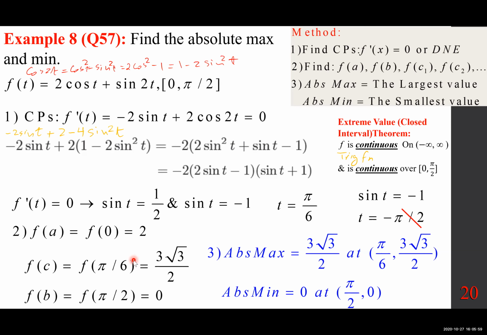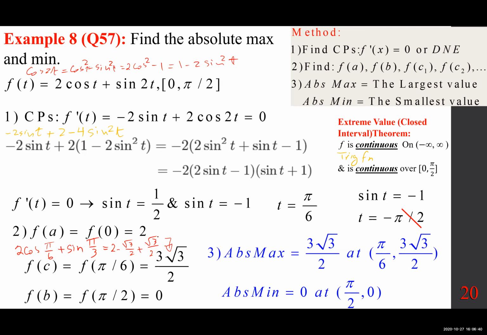So if I'm interested in calculating for pi over 6, everybody, we put 2 cosine of pi over 6 plus sine of 2 times pi over 6, that means pi over 3, everybody. Which is 2 times square root of 3 over 2 plus square root of 3 over 2. That means we have 3 of them. I hope everybody's comfortable with that. We have 3 of them.